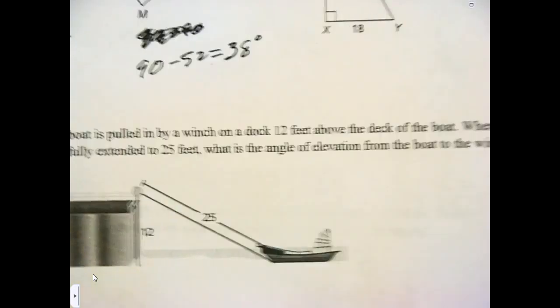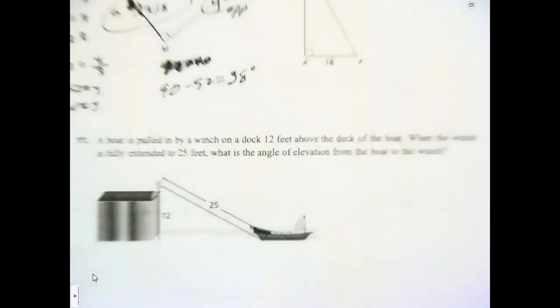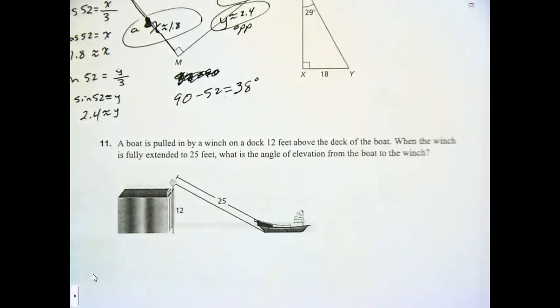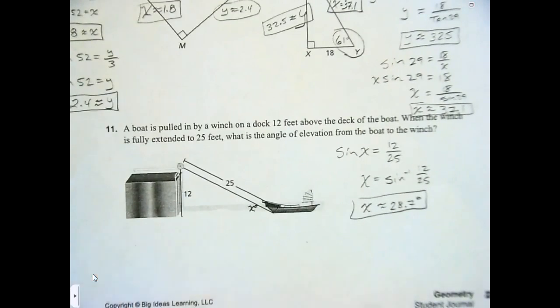Hey, number 11. Give number 11 a go, please. A boat is pulled in by a winch to the dock 12 feet above the deck of the boat. When the winch is fully extended, it's 25 feet. They actually drew the picture for you. Ridiculous, I know, but give it a go. Tell your neighbor your answer. 28.7. There it is, 28.7.